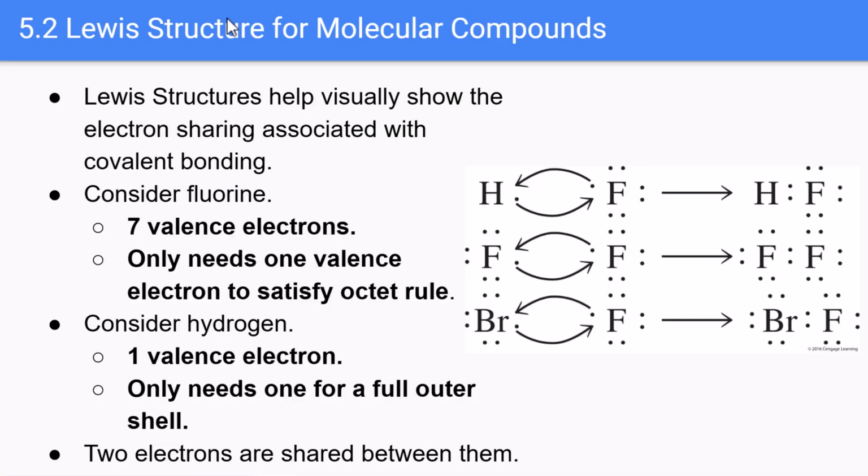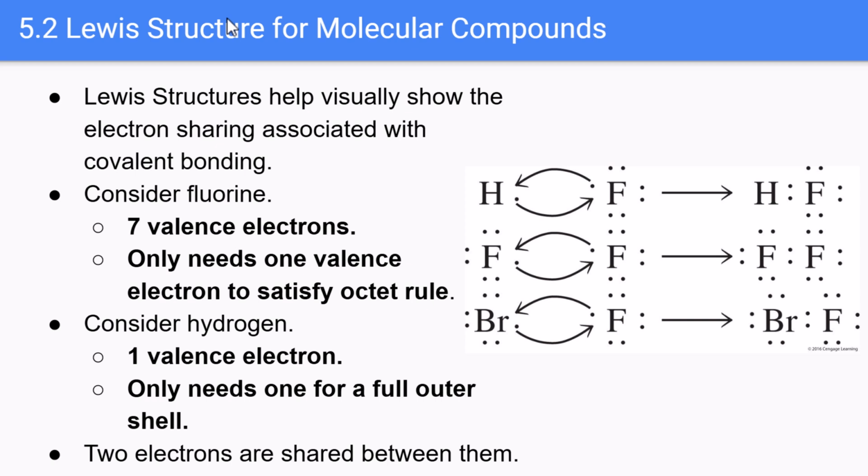So the concept of the Lewis structure. Lewis structures are designed to help us visually show the electron sharing associated with covalent bonding. It shows the number of electrons that are shared, it shows how those electrons are being shared, and it plays a really huge role in determining how many electrons are shared between different chemicals and how those bonds are being formed. I know I've said it multiple times, but I'm trying to get the point across here.